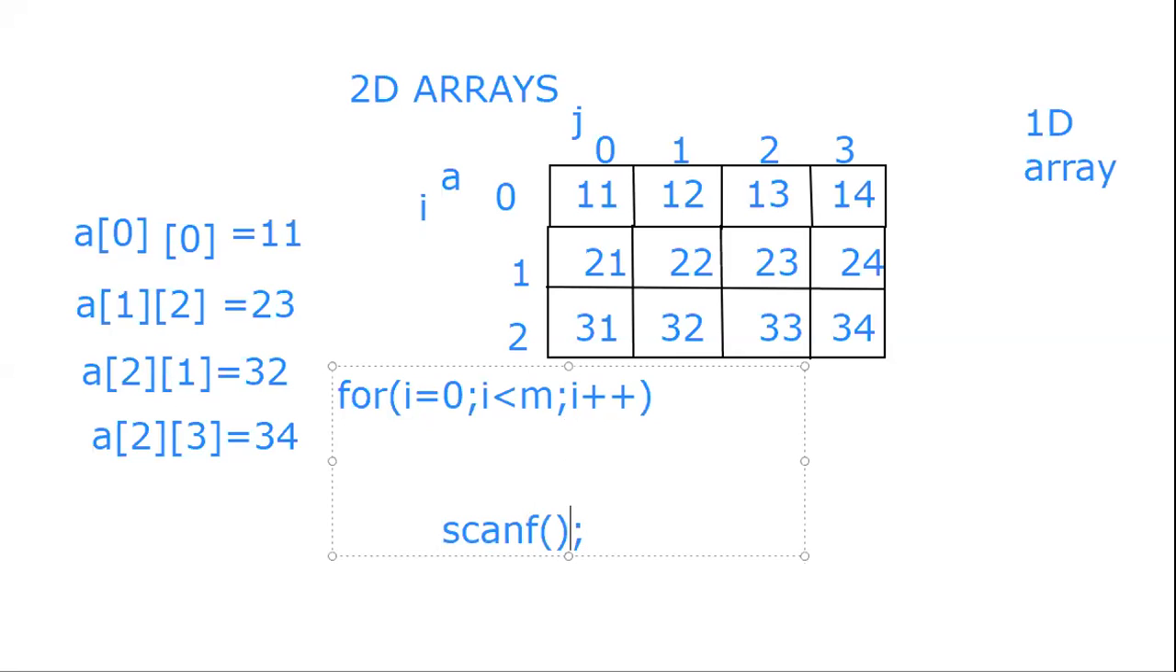So how to take input here, because they are integers, we will give %d and then comma and A of I. But here we want some more values, right? So in this case, we need along with that the j value also. So how to take this? We are going to use a nested loop, right?